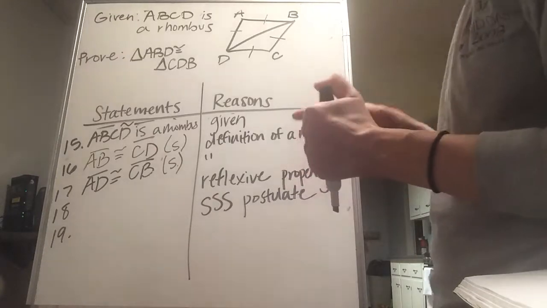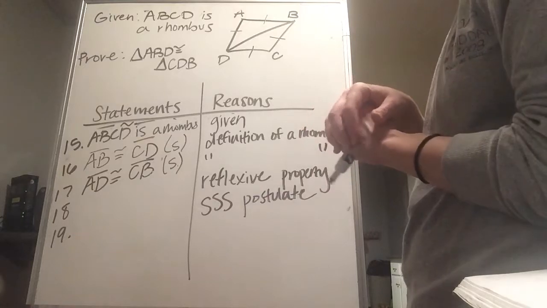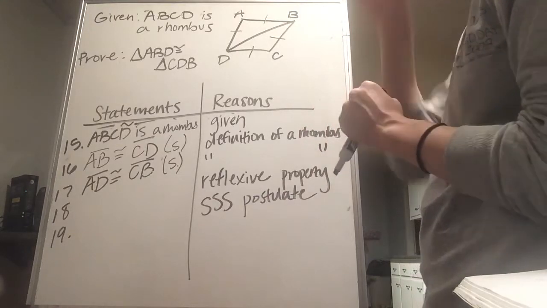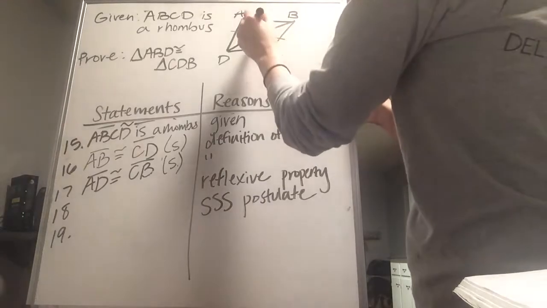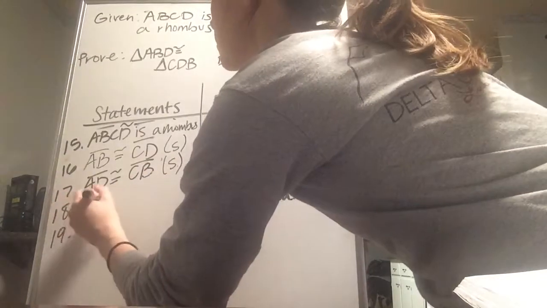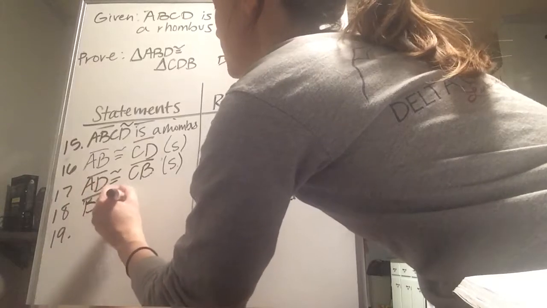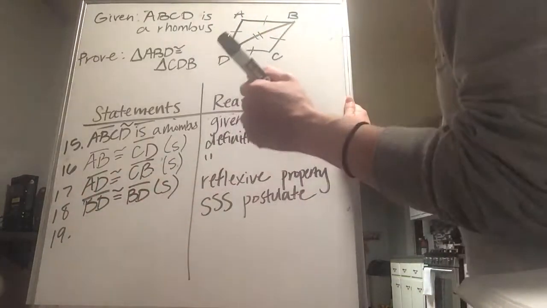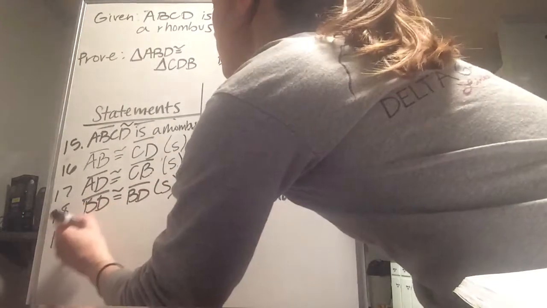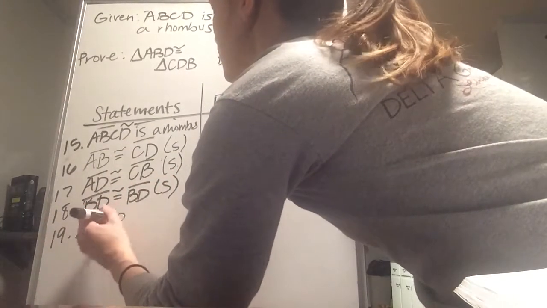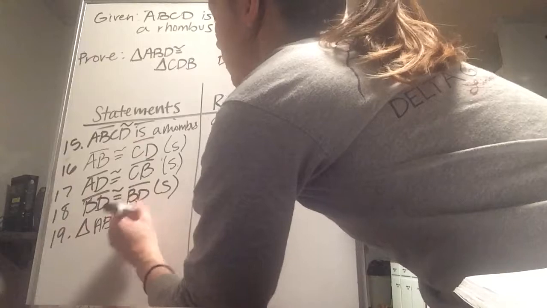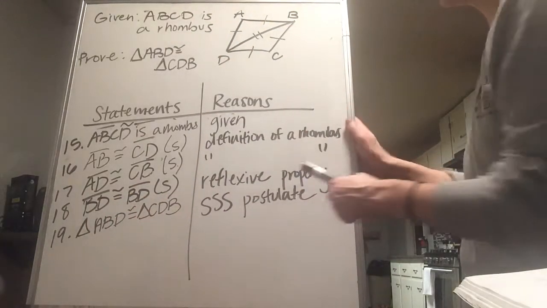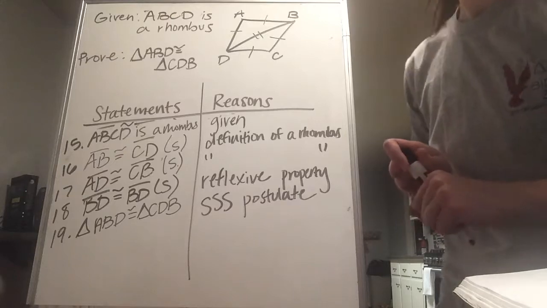Okay, reflexive property. So what side or line segment can we say is equal or congruent because of the reflexive property? So that would be BD. So line segment BD is congruent to line segment BD because of the reflexive property. So lastly, we've established that three sides are congruent. And if we know that three sides are congruent, we know the triangles are congruent. So using the side-side-side postulate.